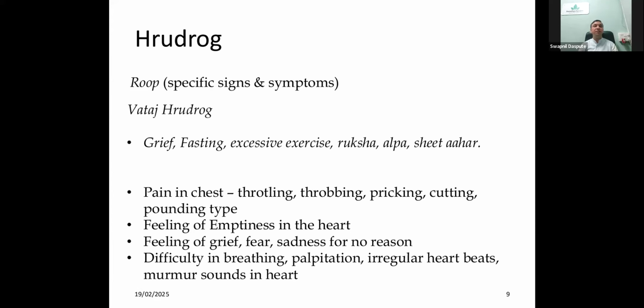The hunger is more, but the patient eats less. Okay, so that can lead to Vataja Rudrog, and excess of Shita Ahar, or cold food, cold potency or cold to touch food, can lead to Vataja Rudrog. So what are the signs and symptoms which are seen? Pain in the chest region. Pain, of course, we know that because it is Vata, pain is typically present more, or the intensity of pain is more.